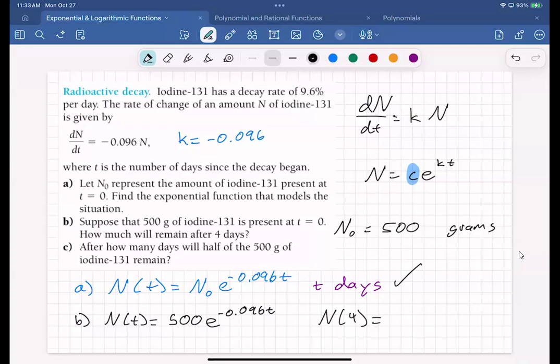One of the things we talked about last week is being comfortable with our calculator. So watch your parentheses when you do this. Make sure you don't forget your negative sign. And I'm just going to round it to the nearest gram. So we'll say 341 grams.